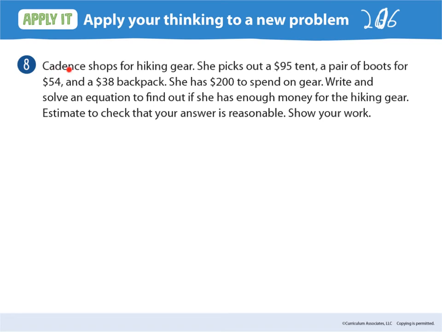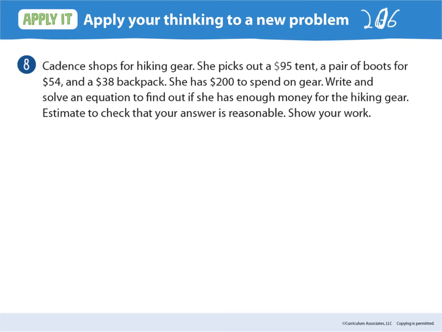Candace, maybe Candace Flynn, running from Phineas and Ferb, who knows, shops for hiking gear. She picks out a $95 tent, a pair of boots for $54, and a $38 backpack. She has $200 to spend on gear. Write and solve the equation to find out if she has enough money for the hiking gear. Estimate to check that it's reasonable. Show your work. So, what are we talking about here?